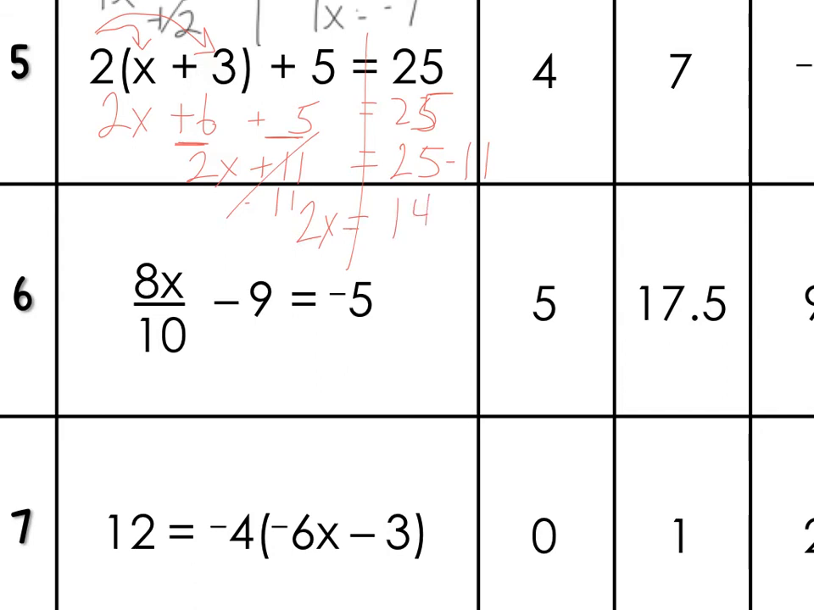And now just divide by 2. Both sides divide by 2. 14 divided by 2 is just 7. Voila, there we go. Okay, moving on.